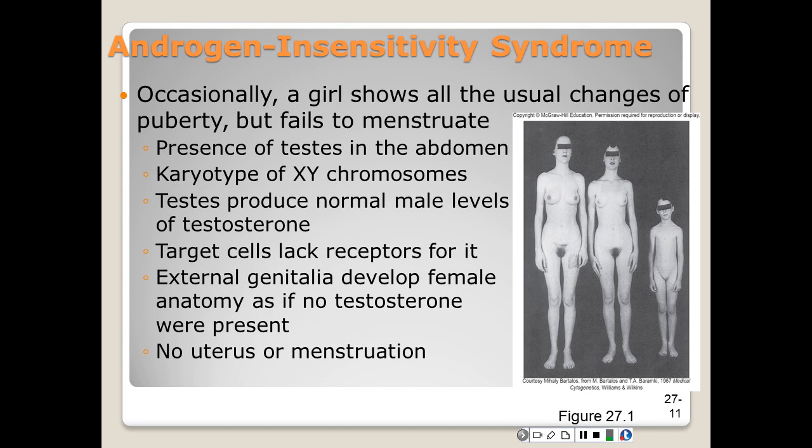Now, the testes produce normal male levels of testosterone. But then we have target cells that lack the receptors for these particular hormones. The external genitalia develop as female anatomy as if no testosterone were even present. They'll have no uterus as well, and they won't have a menstrual cycle.